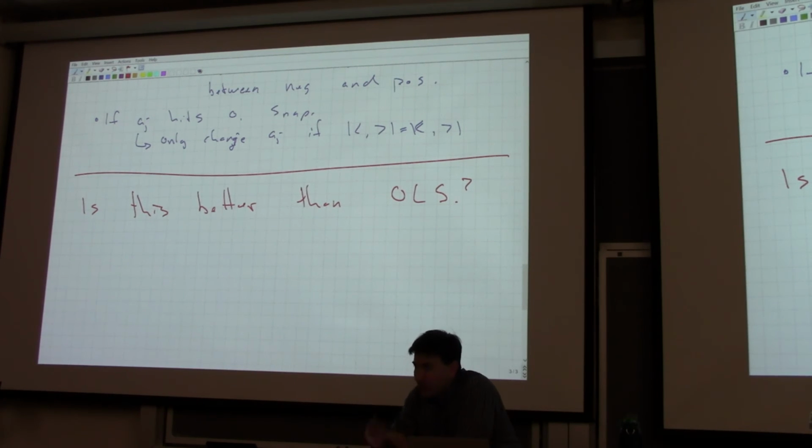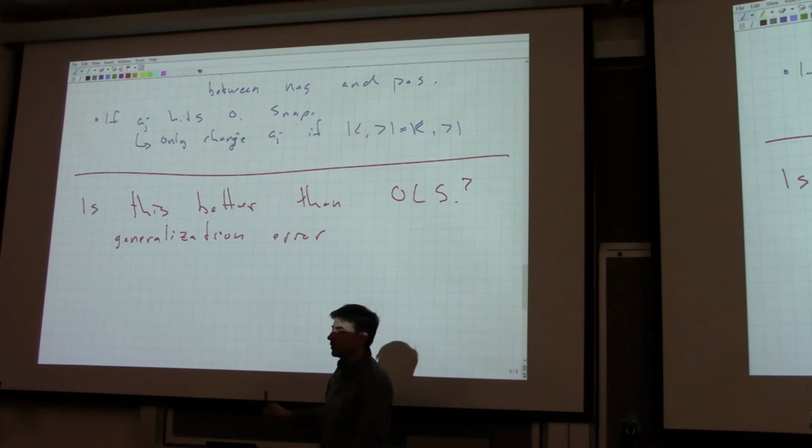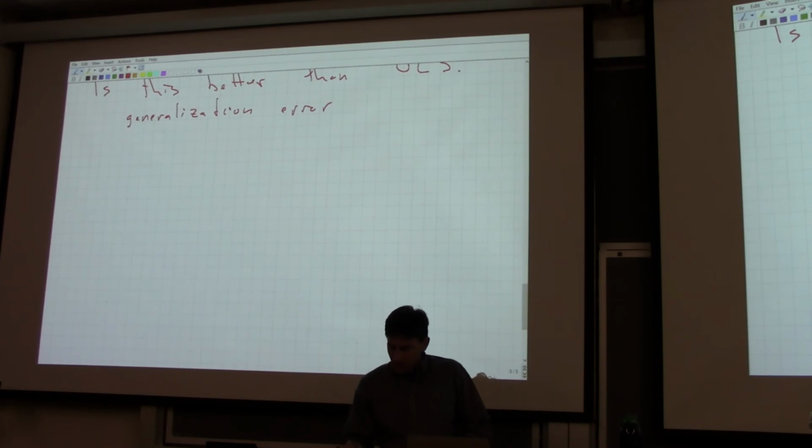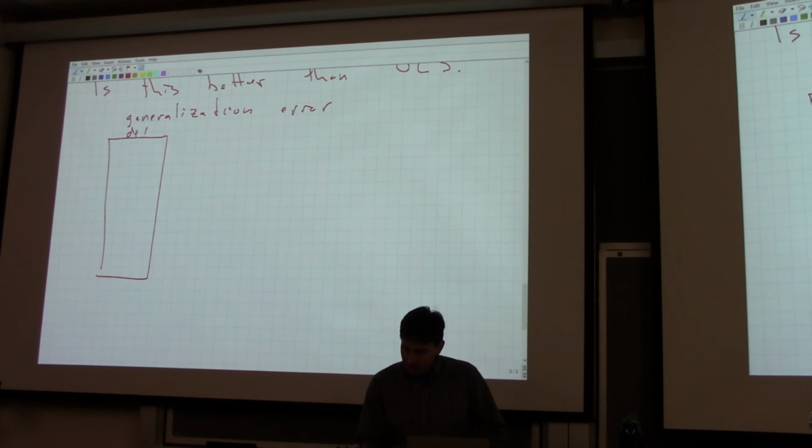So good. I'll try and re-explain this. We're going to look at something called the generalization error, and this is a different way of looking at the error. Under this generalization error, there's going to be some S or T parameter which is going to do better. The way to think about this is your data, this is D plus 1, and this is going to get into cross-validation.